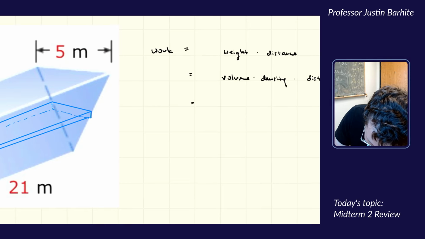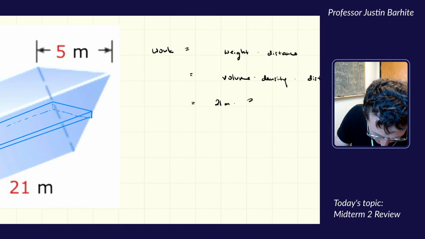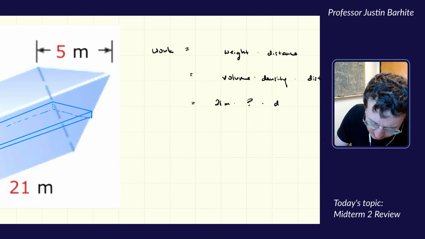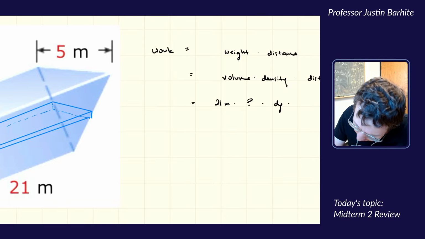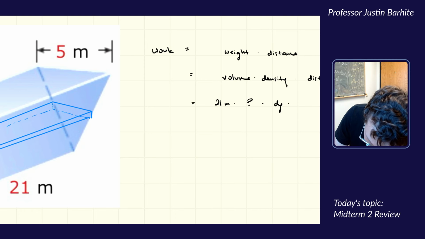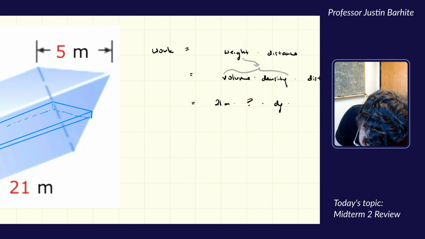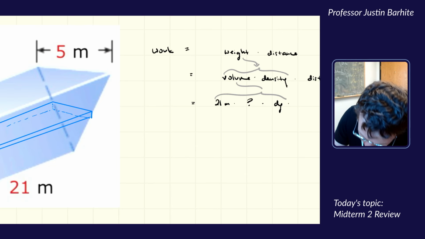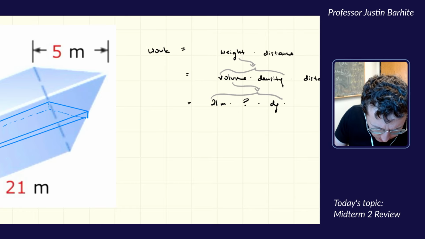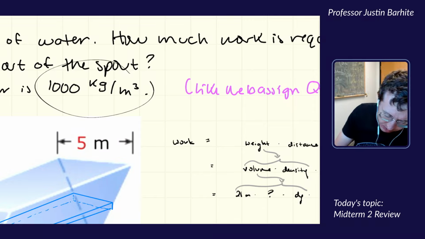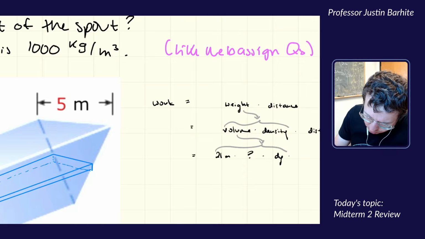So 21 meters times the width times dy. Let me fill in the rest, and then we'll come back and think about the width, because that's the hardest part of this. But that was the volume. And the density, we're told, is 1,000 kilograms per meter cubed.